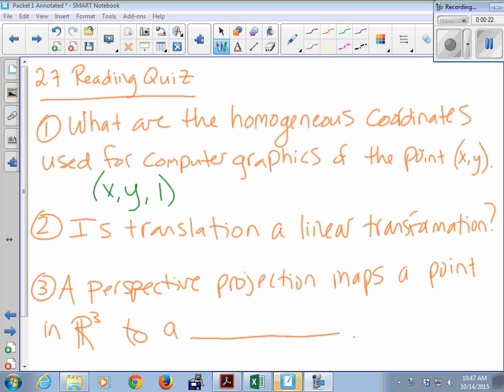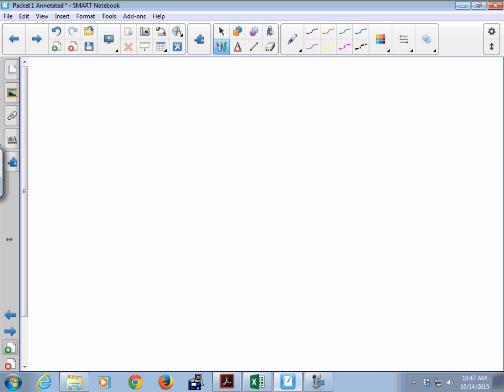Okay, is translation a linear transformation? No. Since forever. So let's talk about linear transformations for a second. Remember, the definition of a linear transformation is that it has to preserve addition and scalar multiplication, right? So T of u plus v has to equal T of u plus T of v, right?